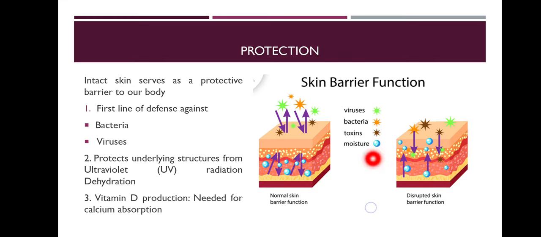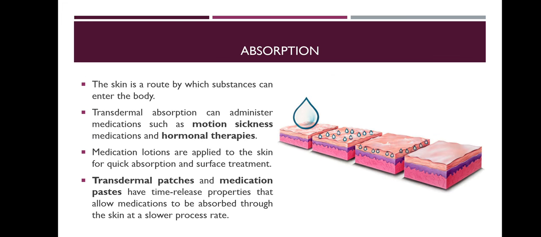Here in this figure they have shown the normal skin and the disrupted skin, along with some viruses, bacteria and toxins. In normal skin there is a protective barrier where these viruses and bacteria do not enter, whereas in disrupted skin they may enter. Next, it protects the underlying structures from UV radiation. It also prevents dehydration of the skin, and it functions in vitamin D production, which is needed for calcium absorption.